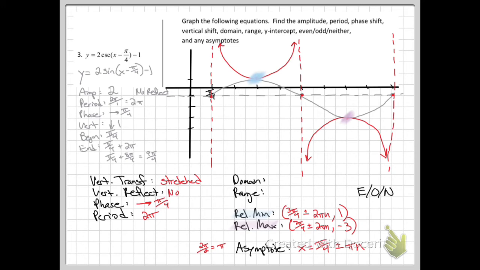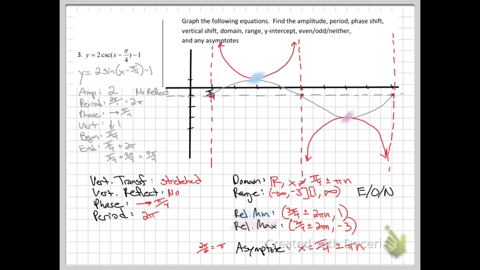So my domain, now I'm going up to domain on purpose, is all real numbers except x cannot equal my asymptotes, pi over 4 plus or minus pi n. Okay, range, lowest to highest. The lowest this graph goes is negative infinity. But then it comes up to that relative max, negative 3. It touches it, bracket, but then it stops there. Then it starts over at the relative min, which is 1, bracket, and goes off to infinity.